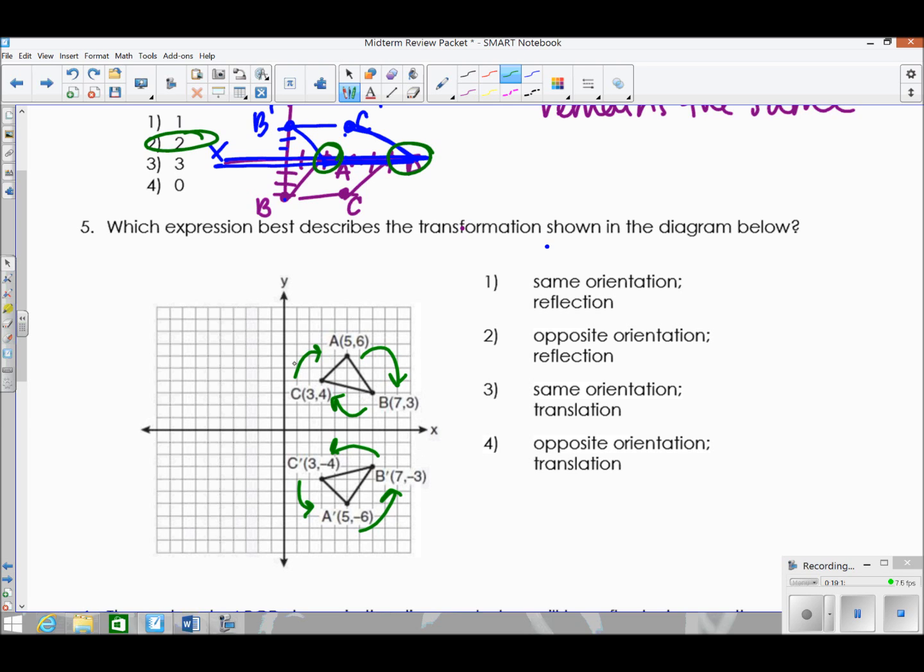So if you look, these arrows are going to the right, where these arrows are going to the left. So the orientation changed. So it can't be choice 1 or choice 3. It's got to be an opposite orientation. And if you look, to go from triangle ABC to the prime triangle, I had to flip it. So this was a reflection. I know that translations can never be opposite isometry or opposite orientation. So right away, I looked at number 4 and knew that wouldn't work either.